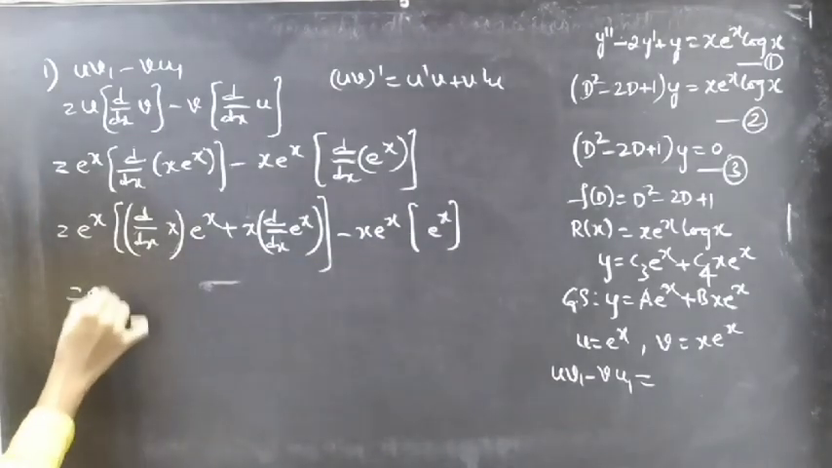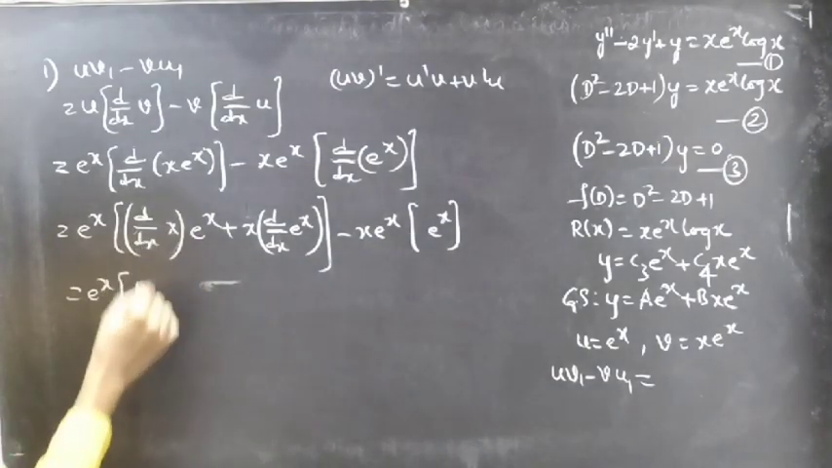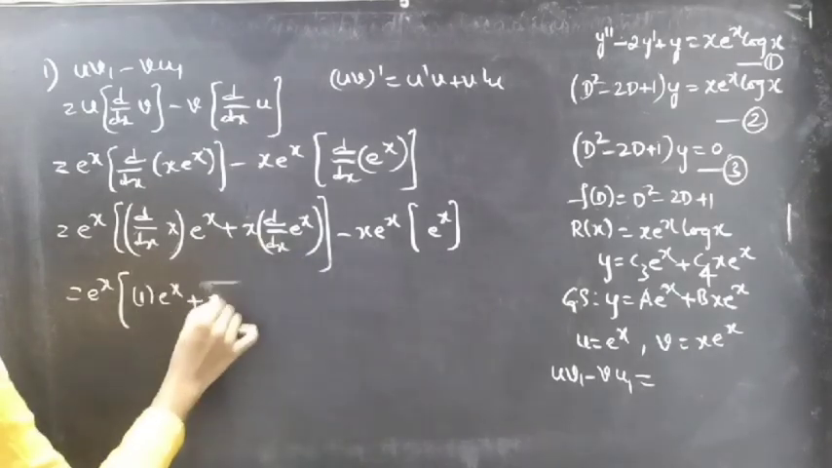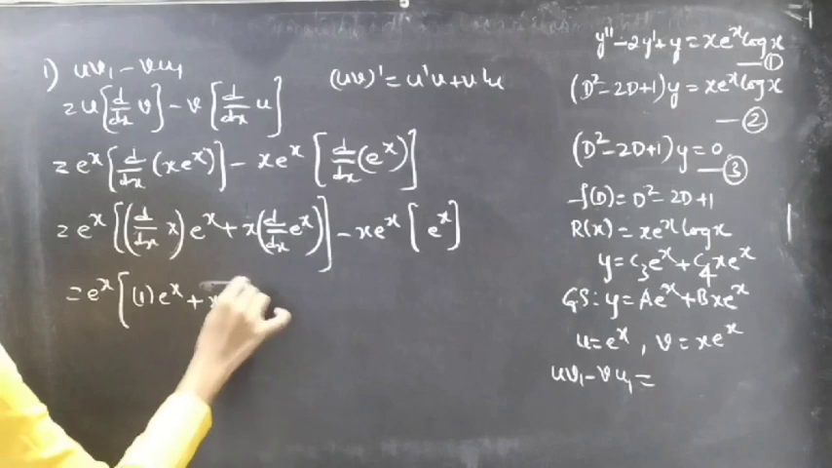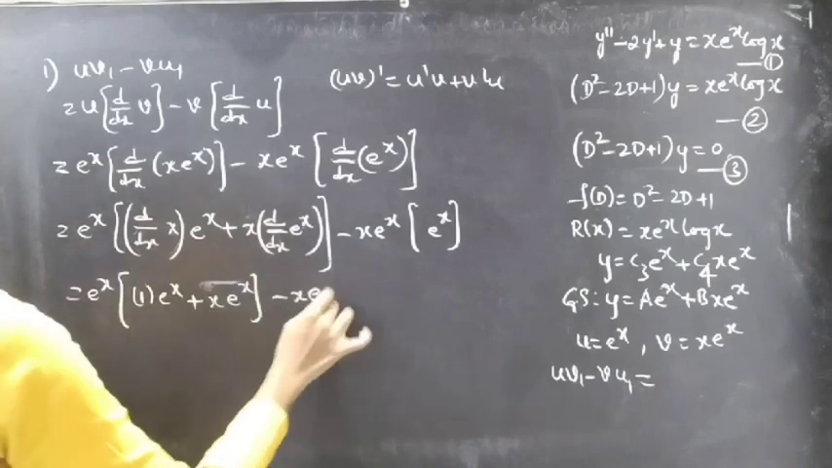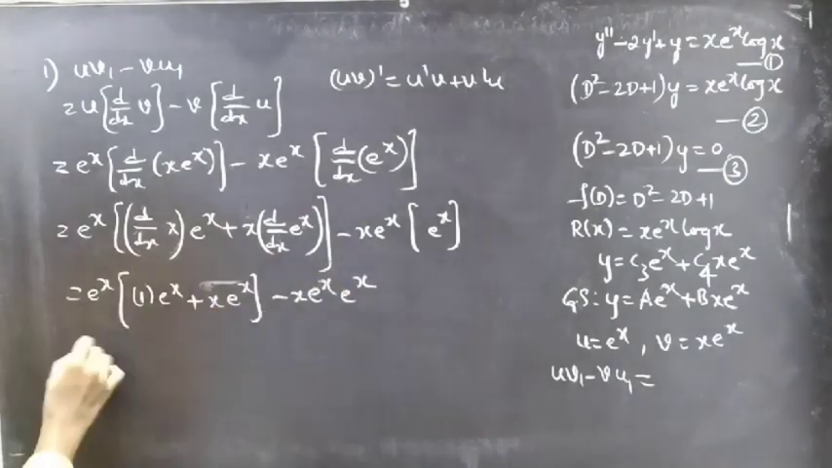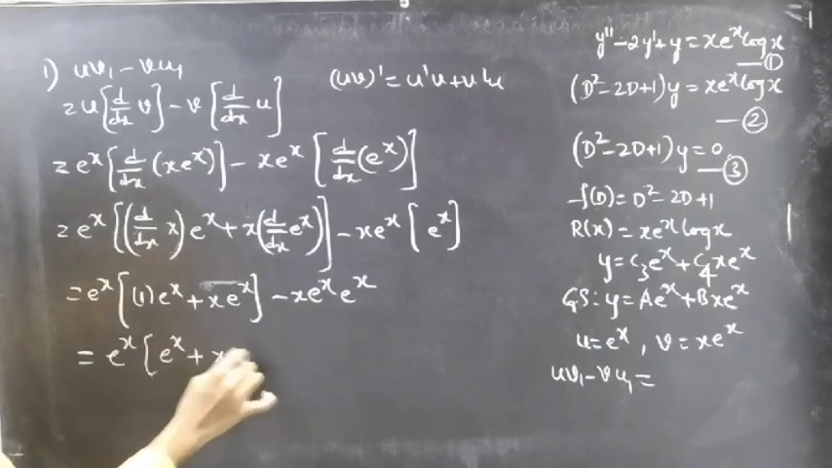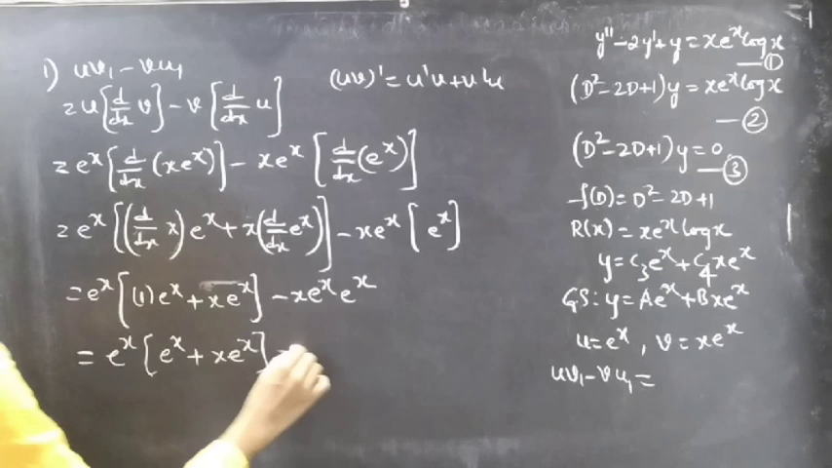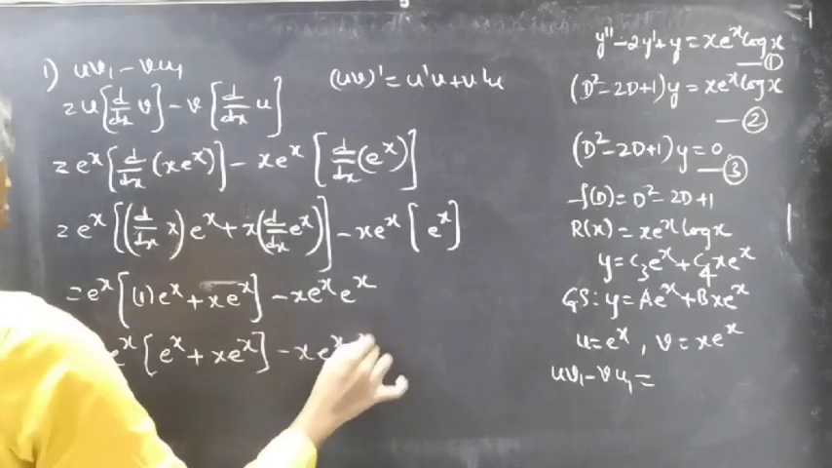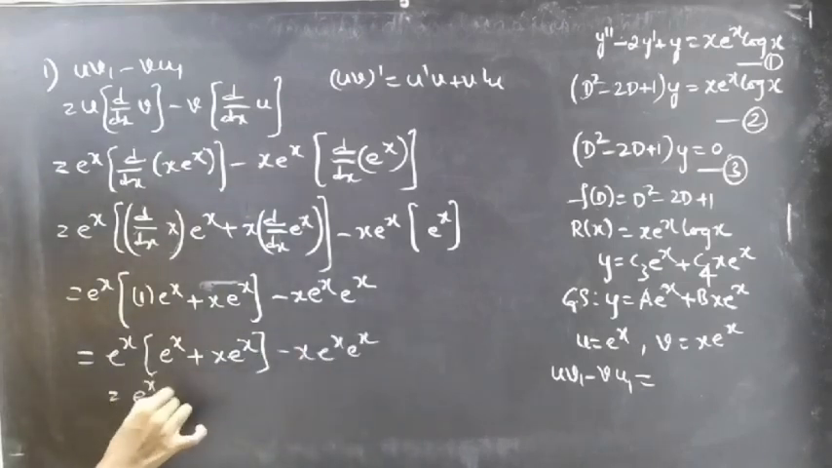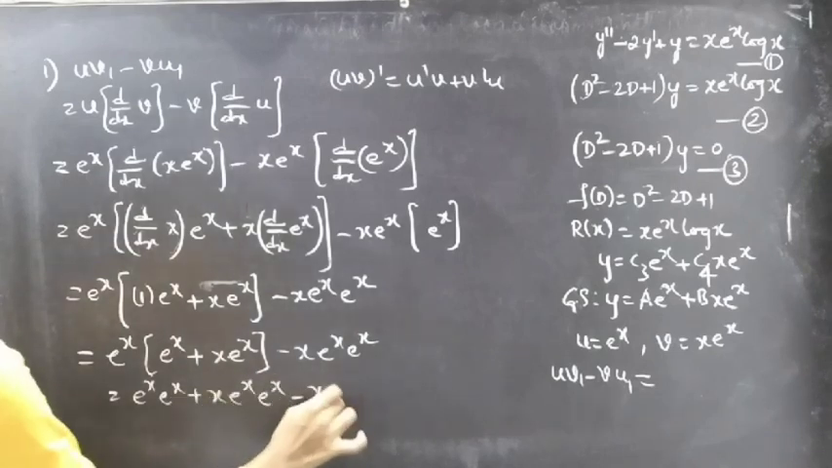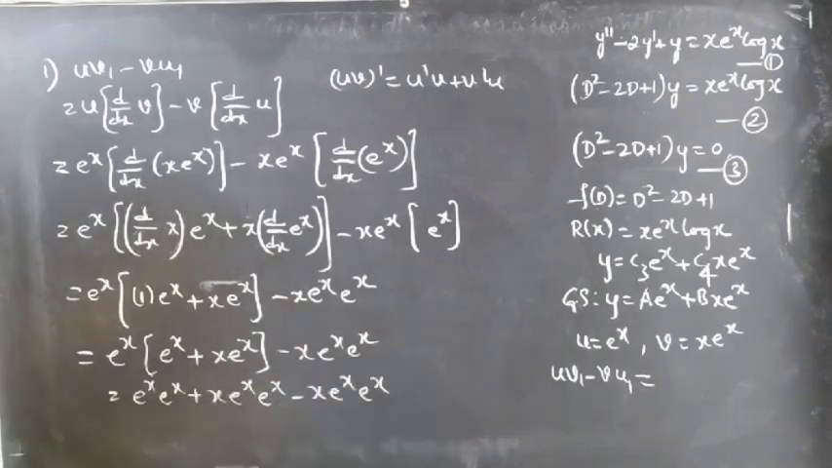This gives us e power x of derivative of x with respect to x is 1 into e power x, plus derivative of e power x with respect to x is e power x, minus x into e power x into e power x. This is equal to e power x times 1 into e power x plus x e power x, minus x e power x into e power x. This gives us e power x into e power x plus x e power x into e power x minus x e power x into e power x, right?